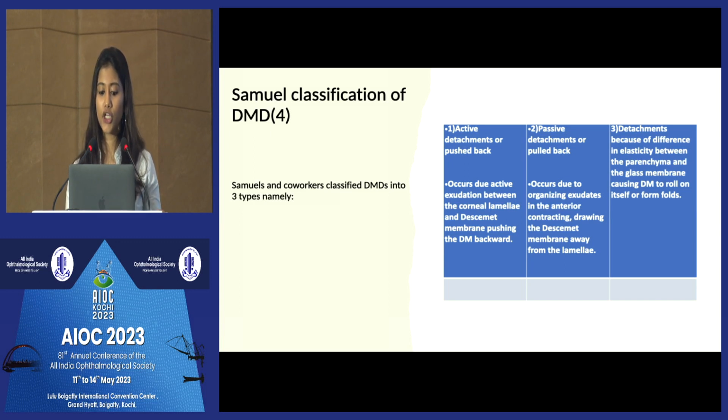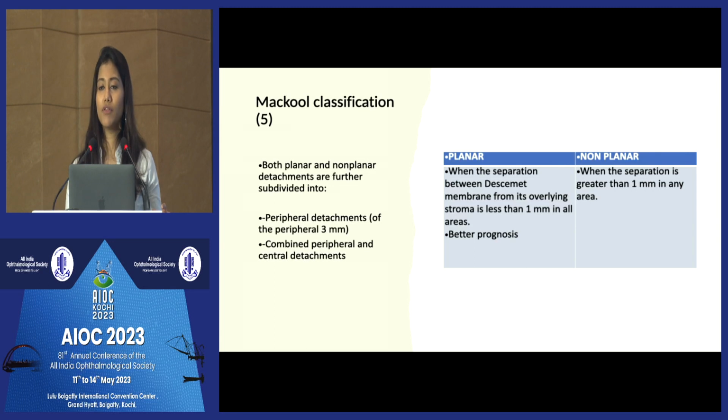And then there are detachments because of the difference in elasticity between the stroma, that is the stromal parenchyma, and the glass membrane, causing the Descemet's membrane to roll on itself or form folds. Then we have the Mackool classification. This is divided into planar and non-planar.